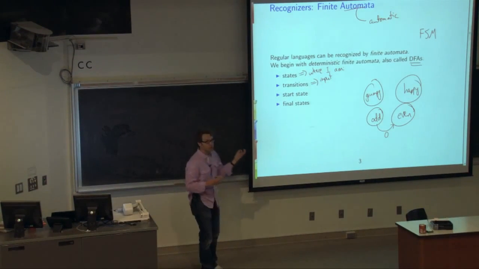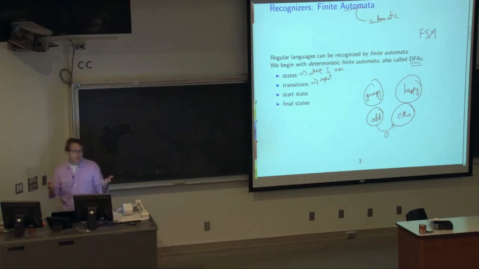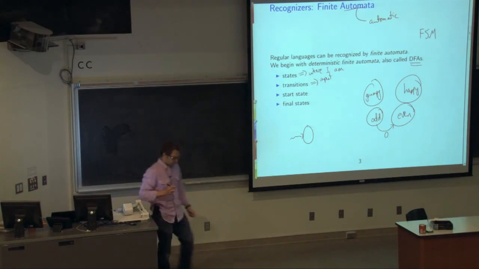Now, in a finite automata, we need to indicate where to start. So here I have 4 states, I don't know where to start. You will all remember your start state. This is your start state.